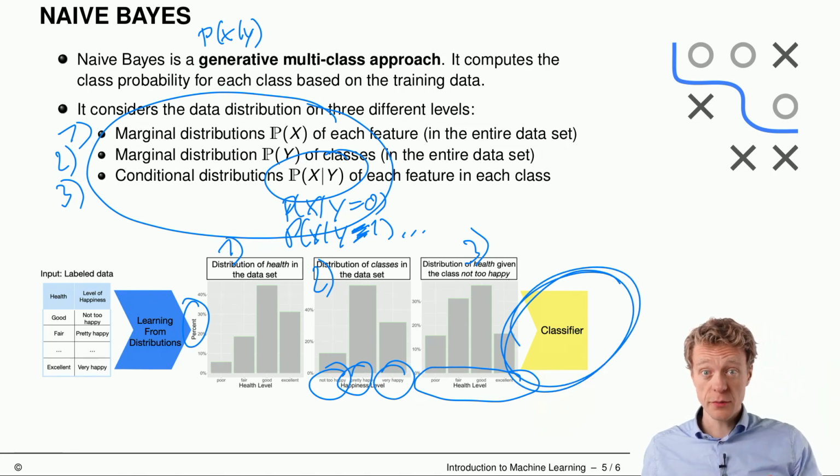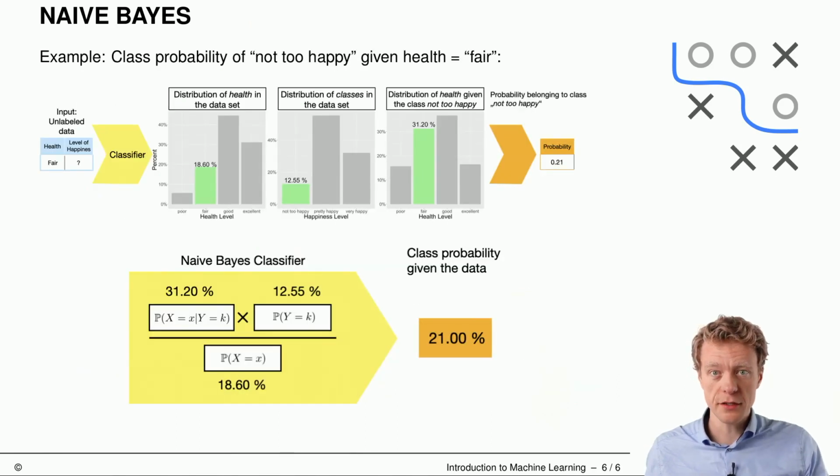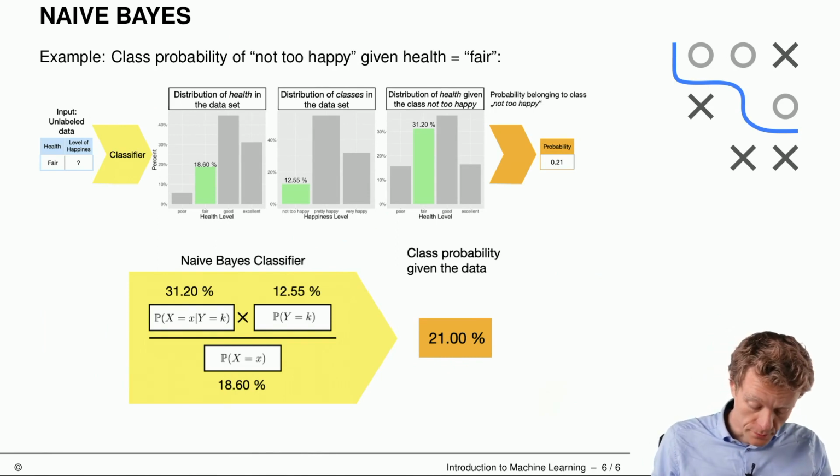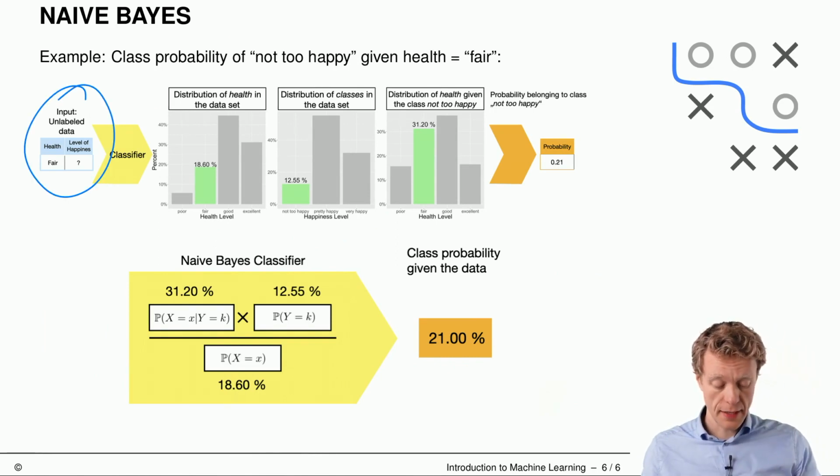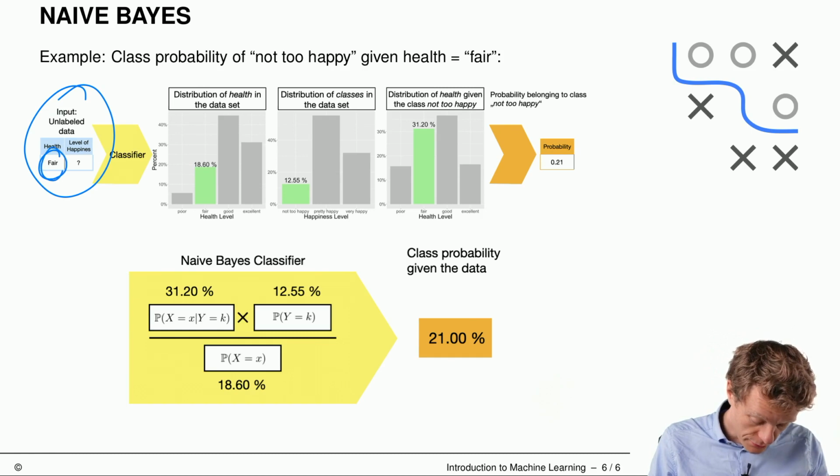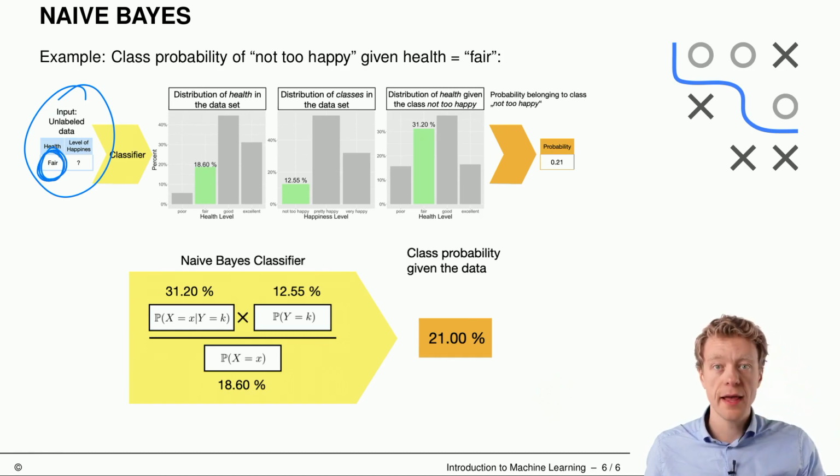Now we take these distributions and at prediction time do the following. So we have an unlabeled data point, a person who has fair health. And now we want to know how likely are the three classes not too happy, pretty happy, and very happy. And on this slide, I will only show you the computations for the class not too happy. But for the other two classes, it's the same system, let's say.